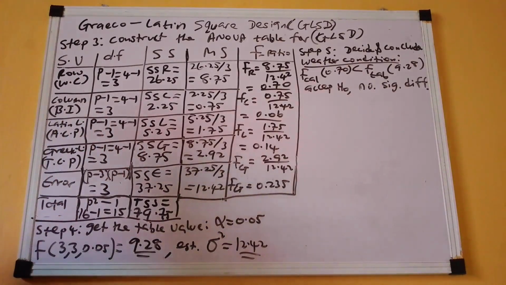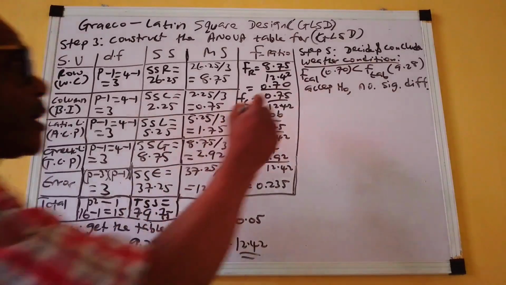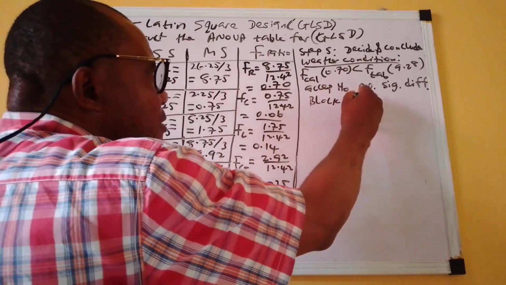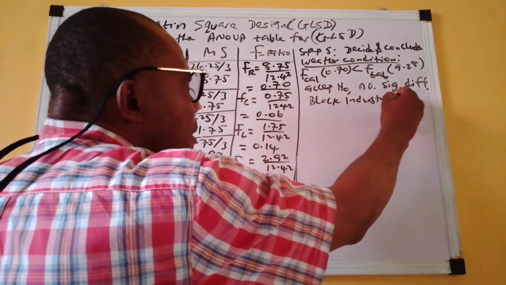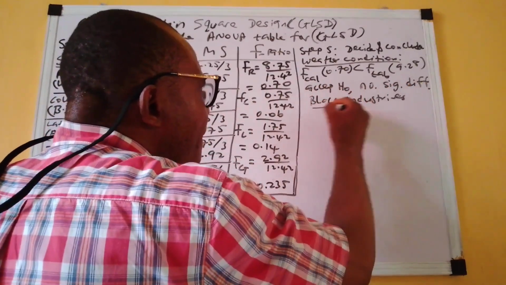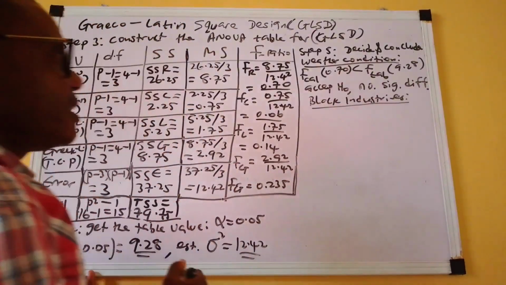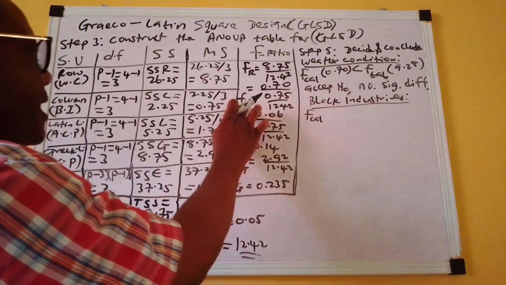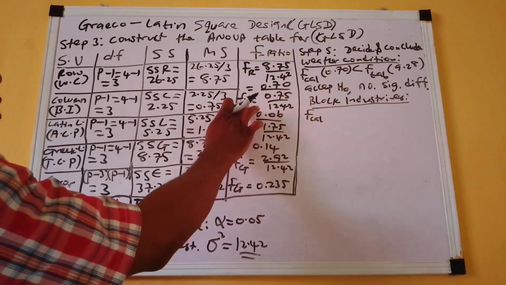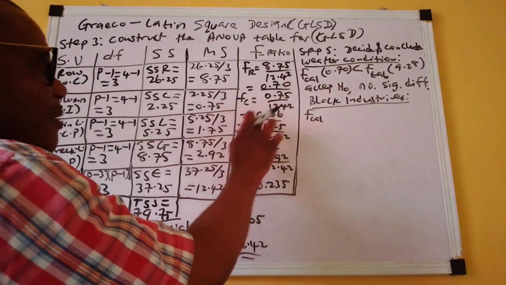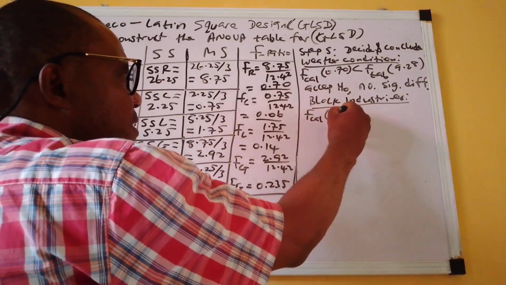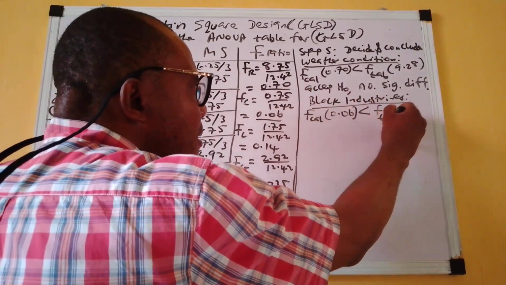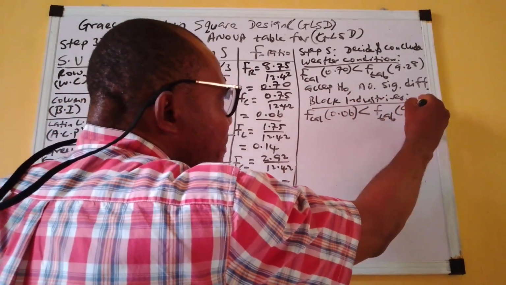Then for the next one, for the column, is the block industries. So for the block industries, we are also going to make a decision. What is our F-cal for the block industry? The block industries are the columns, it is 0.06. Of course, it's still less than F-tab. Our F-tab remains 9.28.